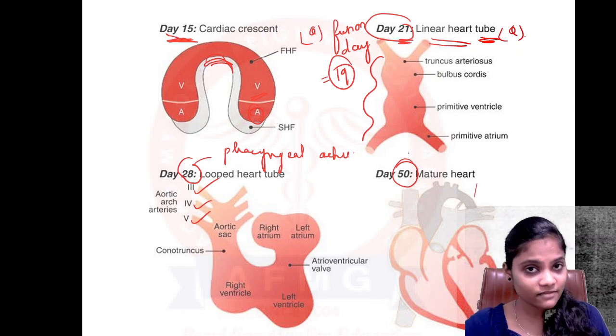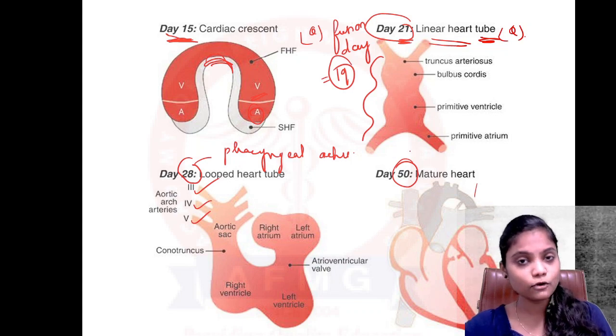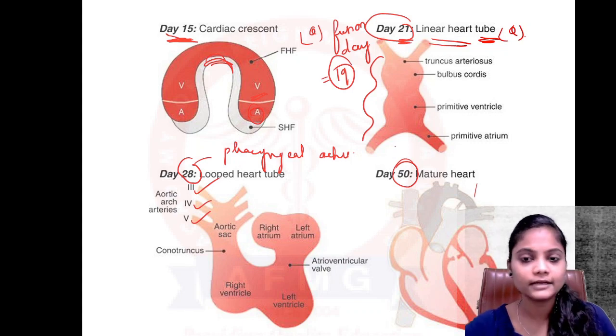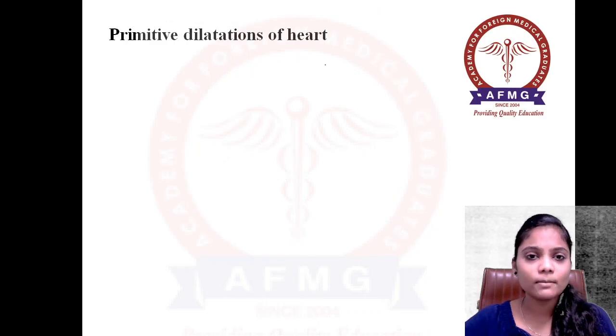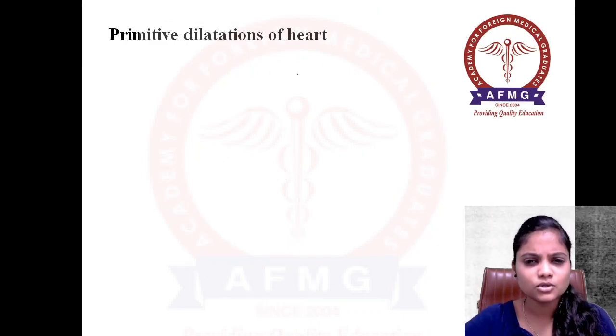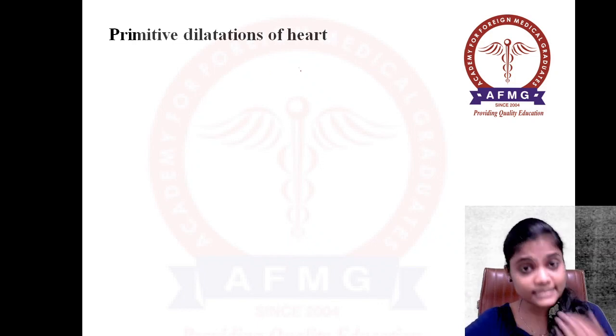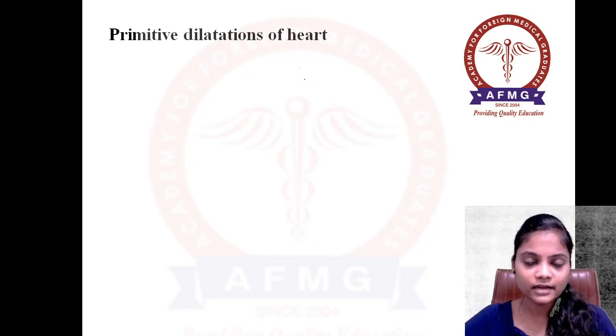So what is the area where the cardiogenic area is especially formed? That is the splanchnic area in the lateral mesoderm. Please remember that. Okay. So about the primitive dilatations of the heart, what is important to see about the primitive dilatations?